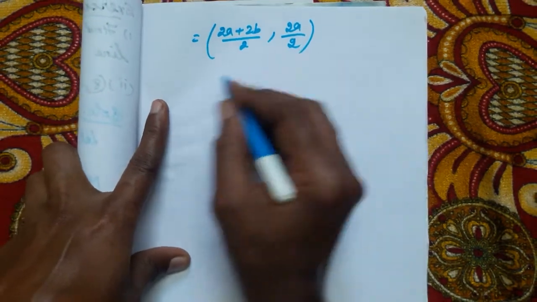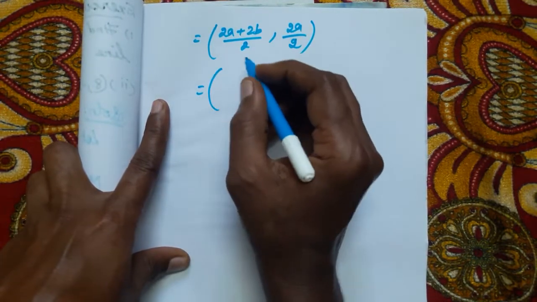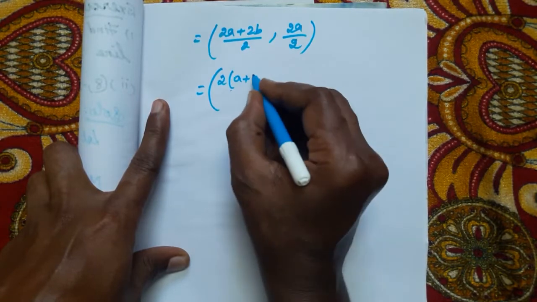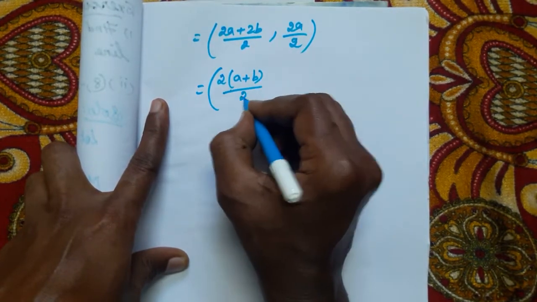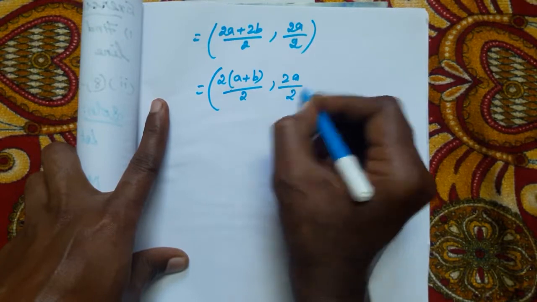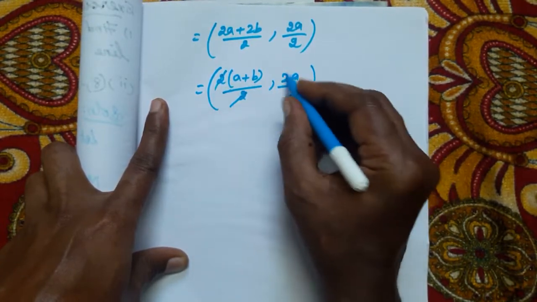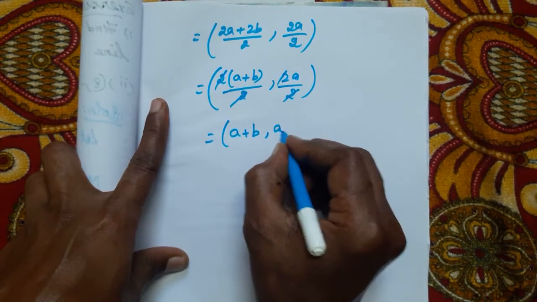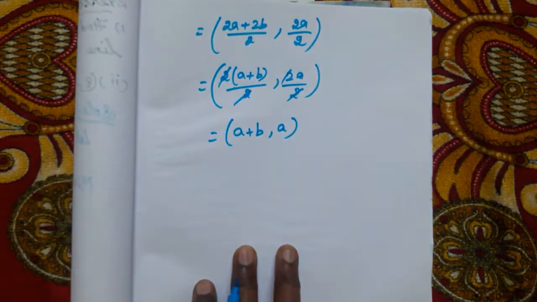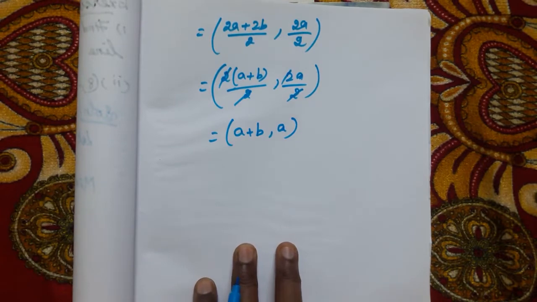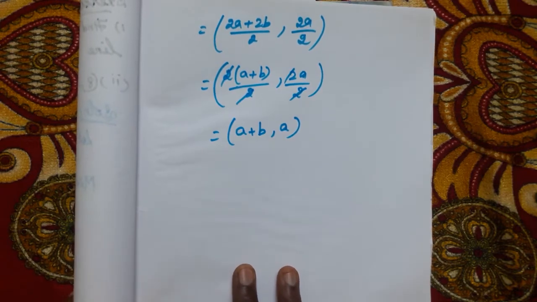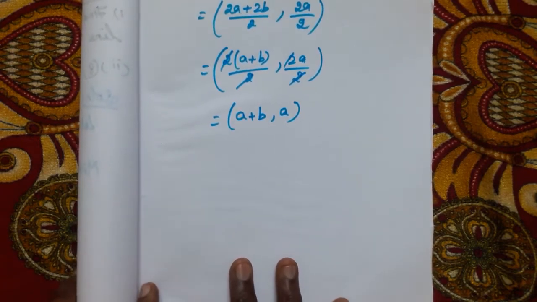Listen here. Here 2 is commonly taken outside, meaning 2 into a plus b by 2, 2a by 2. The 2s cancel. Here it is equal to a plus b comma a. That is the midpoint. What's the midpoint? A plus b comma a. Clear? Any doubt in here? Then next, the fourth problem. The same subdivision, same first problem.